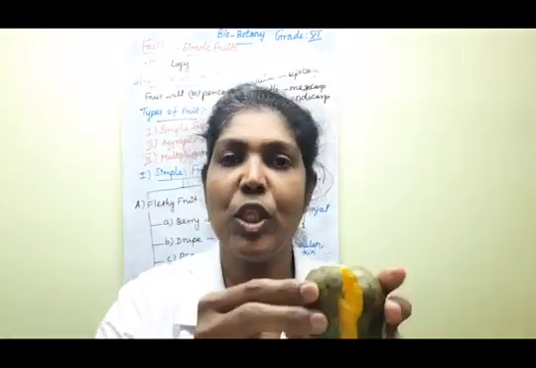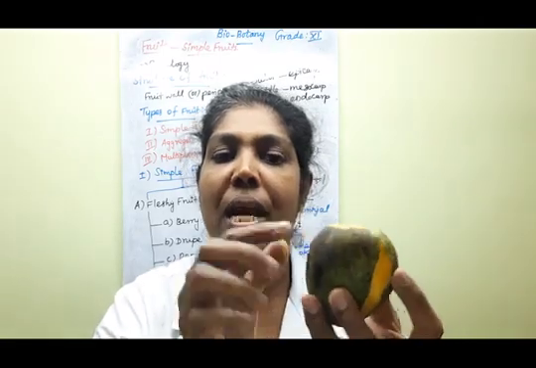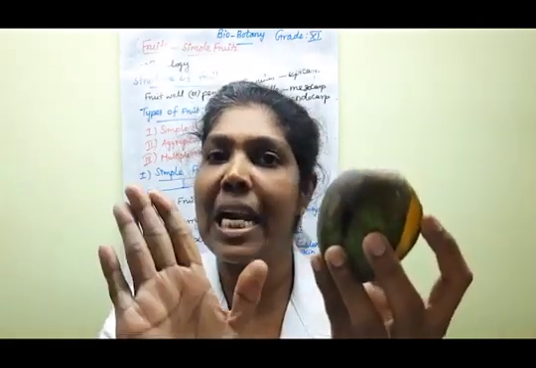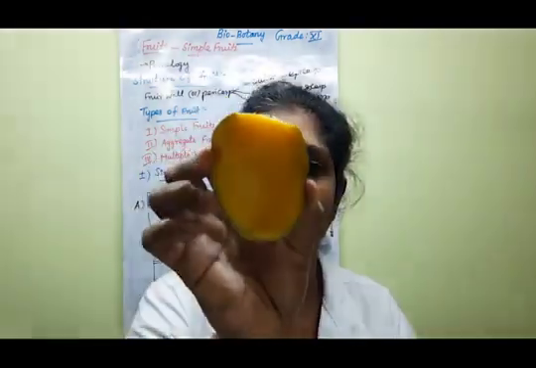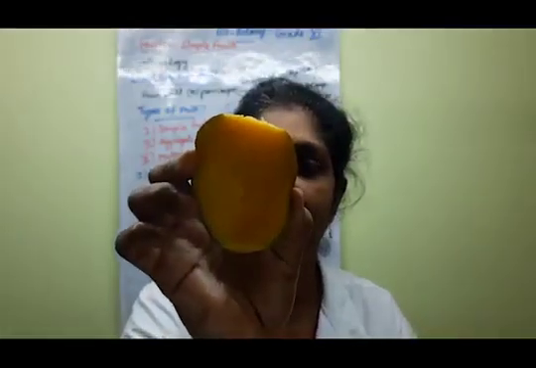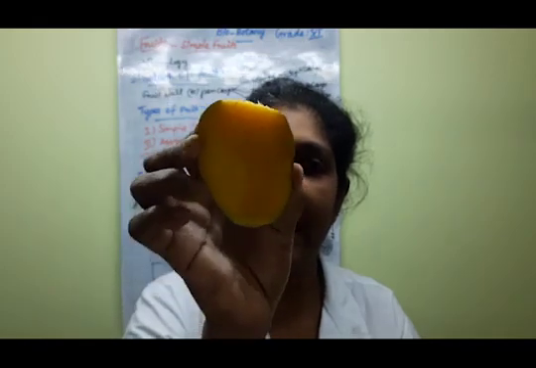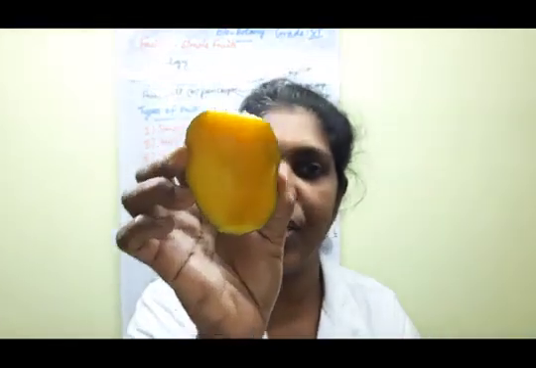Clear, children? The first one is the epicarp. Epicarp means the skin layer. Mesocarp means the fleshy part, the yellowish part here. If you look, this is the yellow part. This region is the fleshy part.